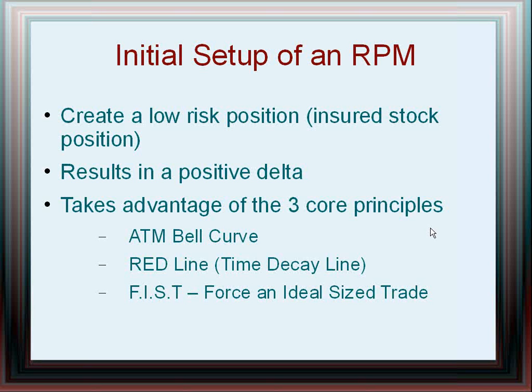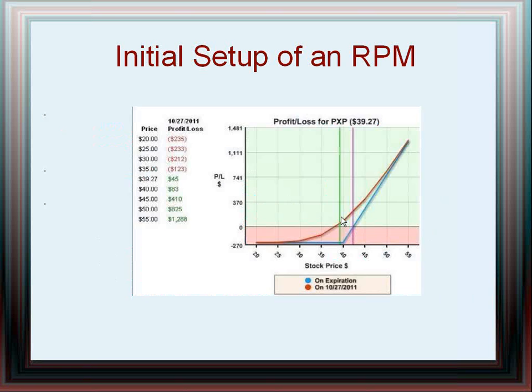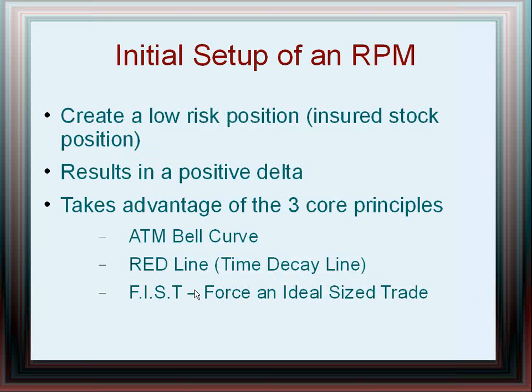This is out of order from what we're going to show, and I apologize for that, but it takes advantage of the 3 core principles: FIST, force an ideal size trade, the red line, the time decay line of an option, and the at-the-money bell curve. I think how we're going to show it today is FIST is number 1, forcing an ideal size trade. Then we're going to take a look at the at-the-money bell curve, and then the red line. This is just going to be a quick basic review or introduction of the 3 core principles.